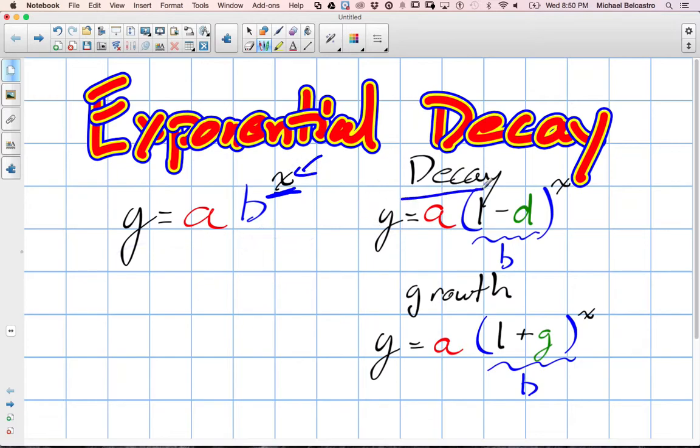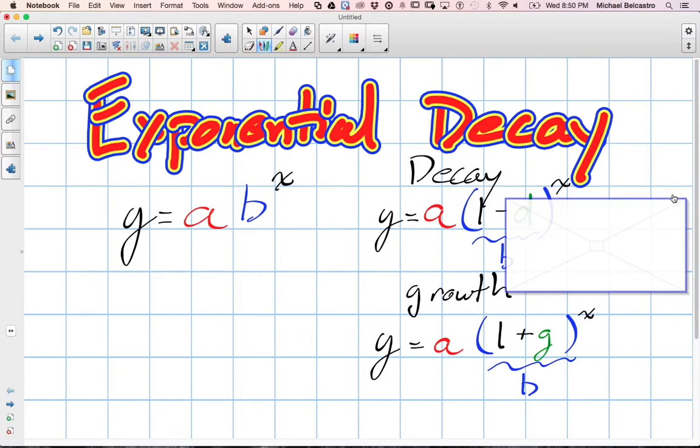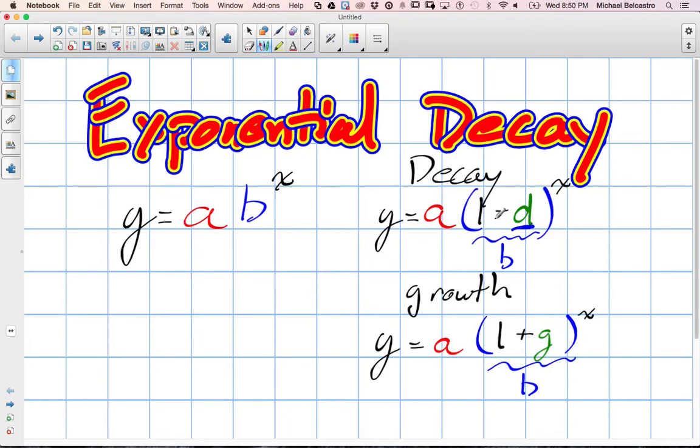Here's usually a model for decay. A value, same as our original. The b, this growth is a little different. Growth for decay is usually built off 1. 1 represents the idea of 100% of something. And d, we subtract by d. D is our decay rate. That's usually some type of percentage.